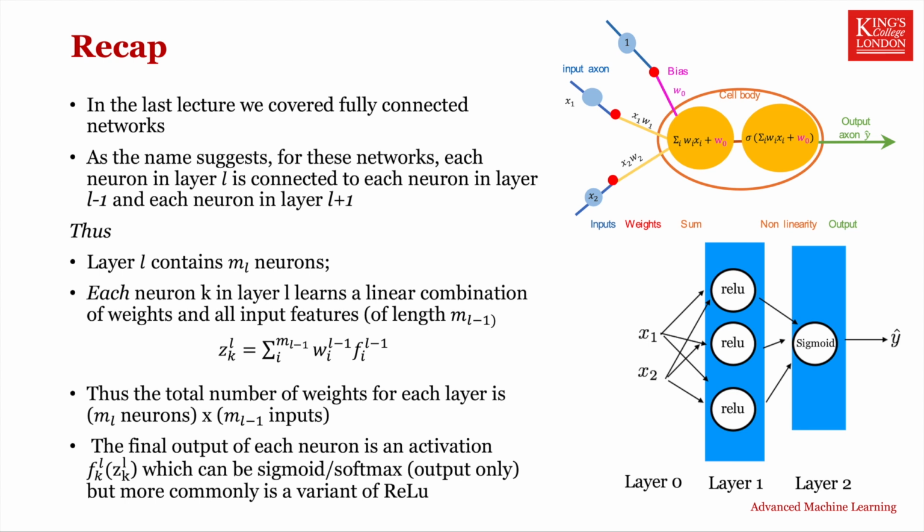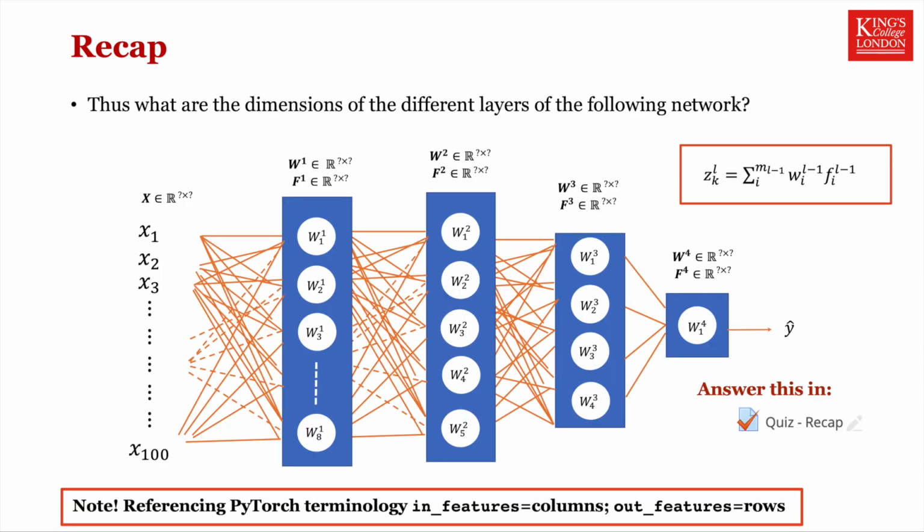Finally, we learnt when building classifier networks, it's common practice to use a sigmoid or softmax for the output neuron, since these are constrained to sum to 1 and therefore return class probabilities. Otherwise, variants of ReLU activations are more common for hidden neurons. So having said all that, can you tell me what the dimensions of the following weights matrices should be for this 4-layer network? Answer this in the recap quiz on Keats.